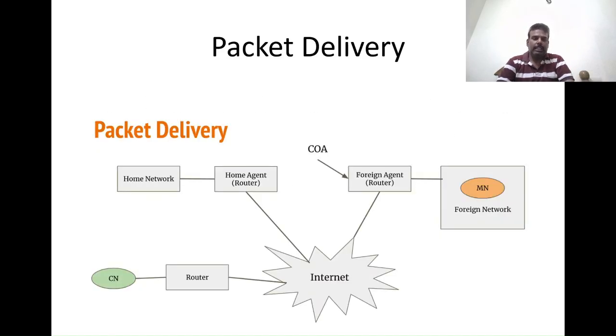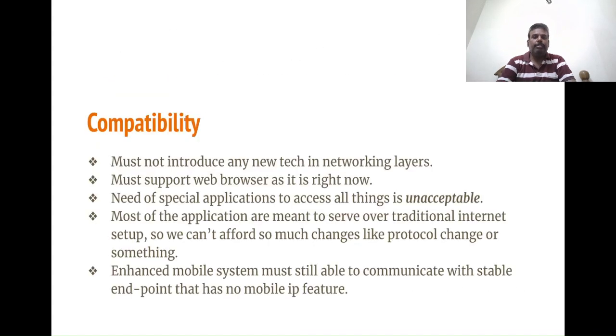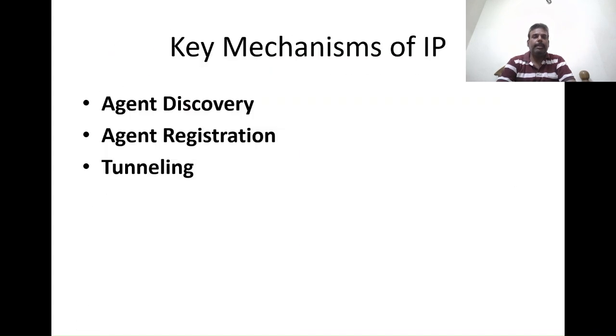So first, you study how the data is transferred from sender to receiver, that is from one network to another network. Next, the tunneling process is created. Before going to key mechanisms, go and study how the data travels from one network to another network using mobile IP. That is packet delivery. After that comes the agent discovery process, agent registration process, and tunneling process.